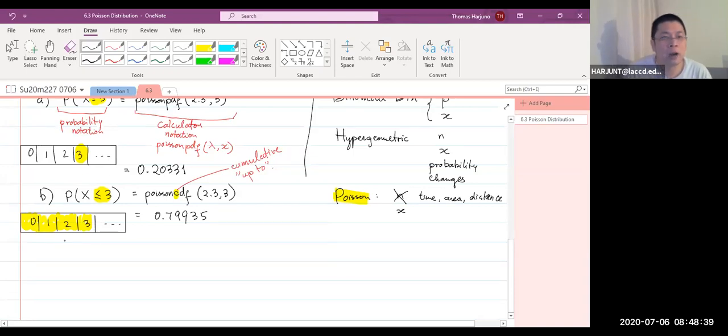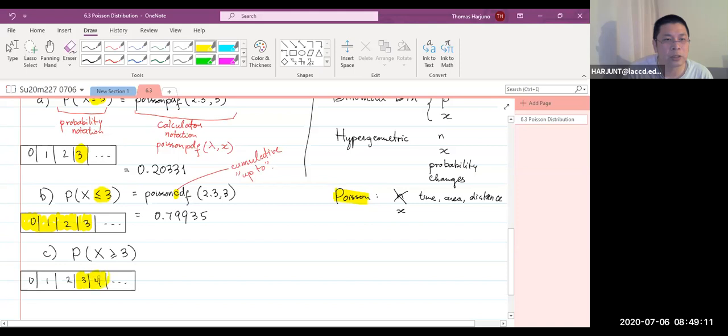Now then part C. How about the probability that X is greater than or equal to 3? If we try to picture the incidence that's at least 3: 0, 1, 2, 3, 4, and on. The incidence of at least 3 refers to this, up to infinity.